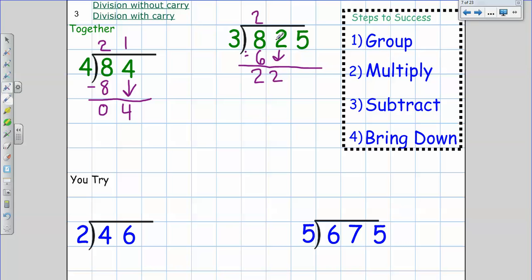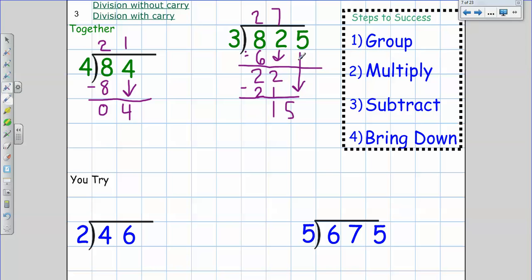I'm ready to group again. This time I'm grouping. How many times does 3 go into 22? 3 goes into 22 7 times. 7 times 3 is 21, so that's what I'm going to subtract. 2 minus 1 is 1. Now I'm ready to bring down my next number. So the next number I'm bringing down is a 5. 3, now I'm ready to start back at step 1.